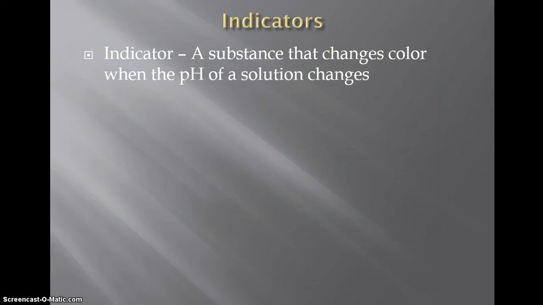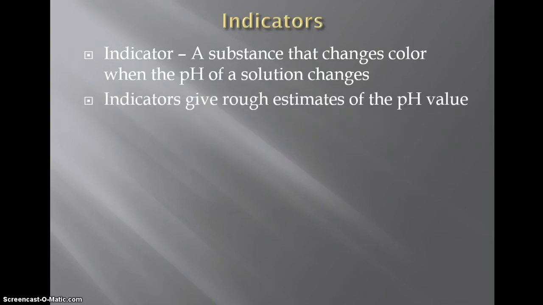Or in some cases, all it will tell you is that it's an acid or a base, but what the exact pH is of that acid or base, it might not be as specific. So it varies from indicator to indicator. And sometimes in the past, you used to have to use multiple indicators to figure that out. Basically, what they do is they give rough estimates of the pH value.